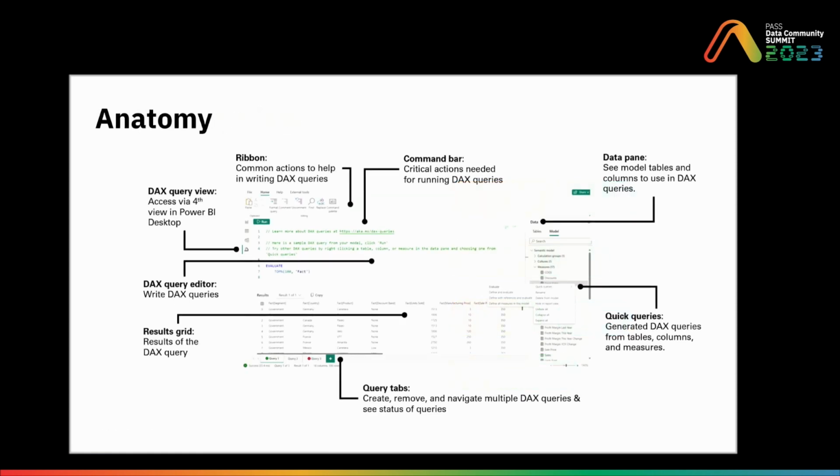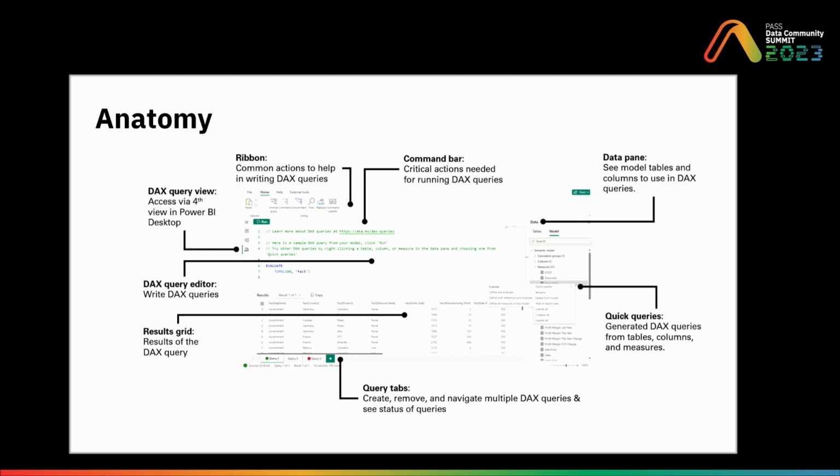We're bringing in a fourth view into Power BI Desktop. This enables you to see and write DAX queries. So there's a lot of parts to this. I have a very busy slide here on all the different options. You have the ribbon, which we have in all the views. We also have now a command bar, and that's going to have your run button. Stuff you don't want to lose, you want to have access to.